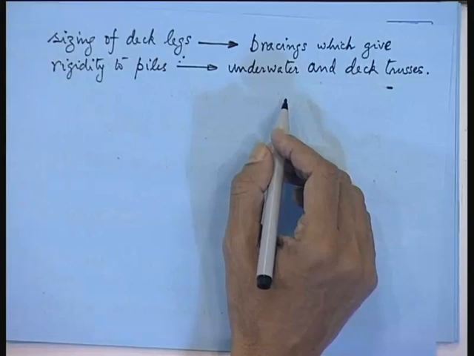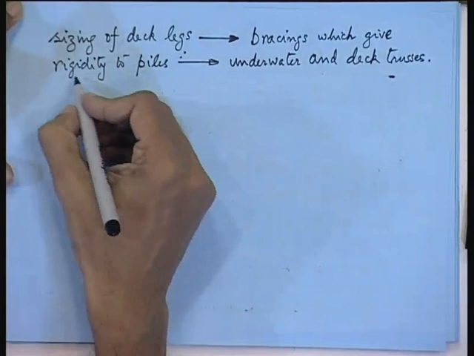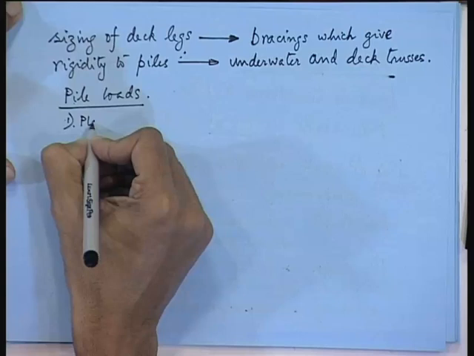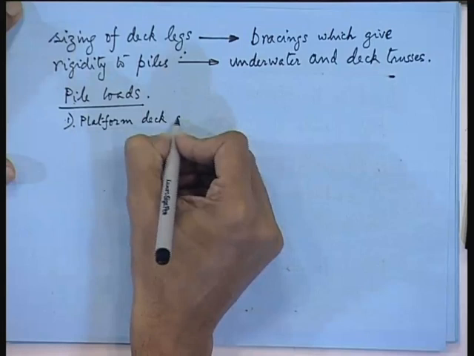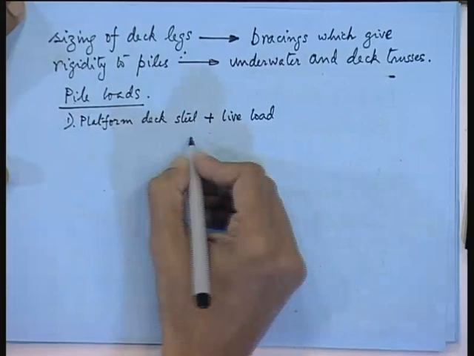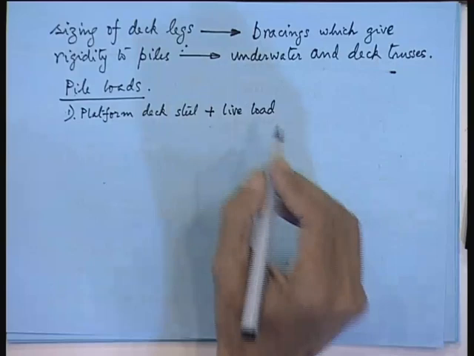Now coming to this pile selection, the major pile loads which I have already talked about. What are the pile loads? Platform deck steel, plus the live load. So platform deck steel is called a dead load, in civil engineering terms, that is, it is not moving. Live load is what is coming from the drilling operation.